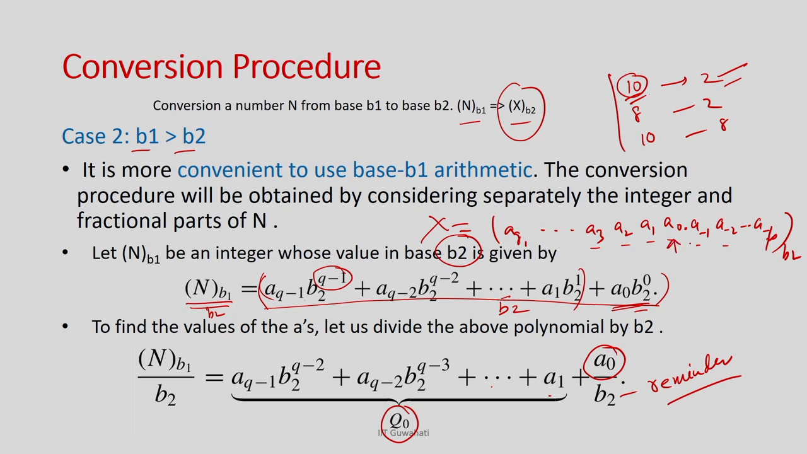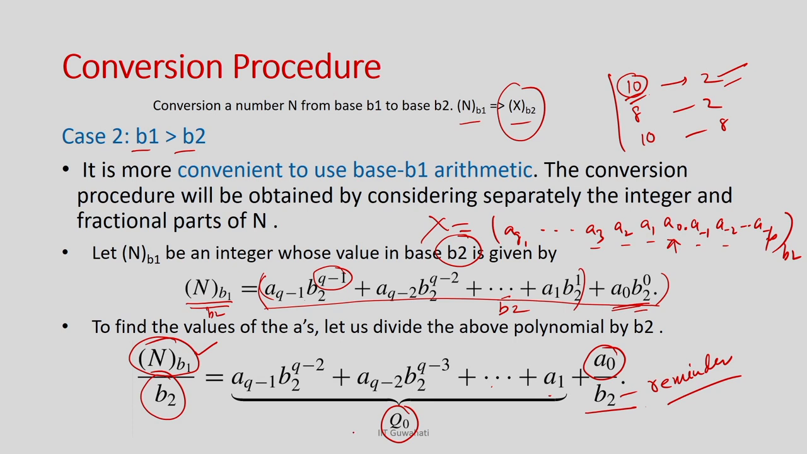So, what I am doing here is, effectively I will take the number in B1, and divide by B2 in B1 arithmetic. Whatever remainder I get is the first digit of the number in B2 arithmetic. I am repeating again. If I take the number n in base B1, and divide this by B2, I will get some quotient and some remainder. The remainder is nothing but the first digit of the integer in the base 2 domain by this philosophy.